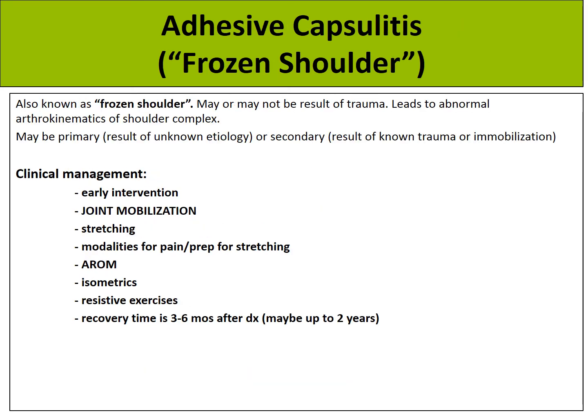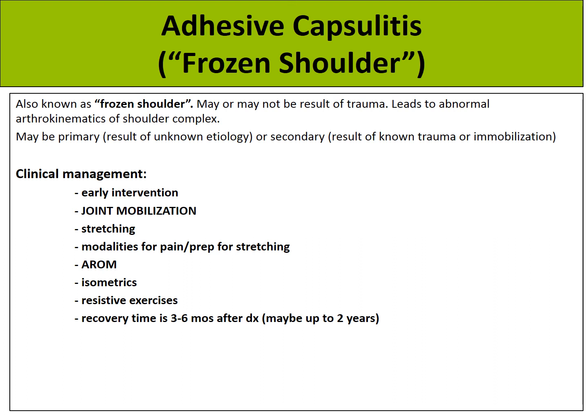Adhesive capsulitis, or frozen shoulder, may be a result of trauma and immobilization, which will result in abnormal arthrokinematics and osteokinematics of the shoulder complex. It may be considered primary in origin, in which that is an unknown etiology, so we don't know why it occurs. It does occur more often in females in the ages between 40 and 60. But then also the secondary type of adhesive capsulitis is a result of trauma and immobilization that lead to a tightening of that joint capsule.